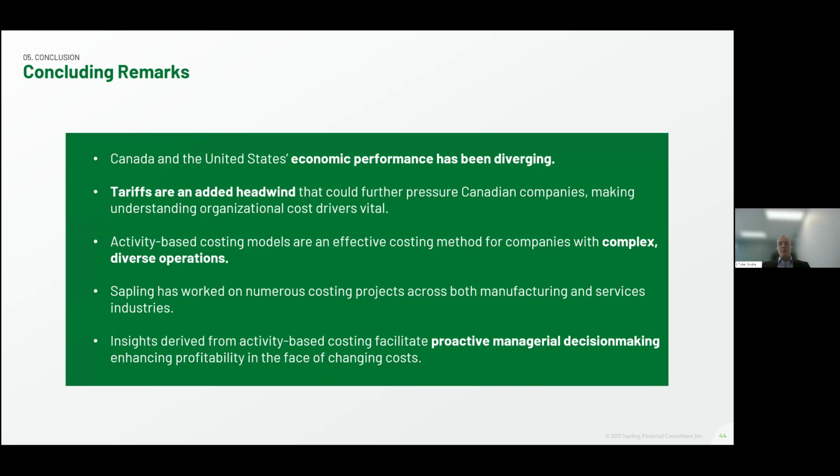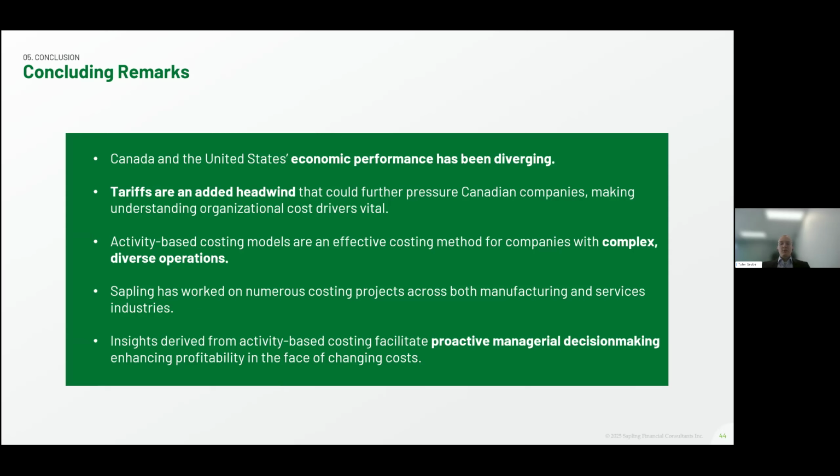So as we wrap up, it's important to recognize that the economic performance of Canada and the US has been diverging, creating unique pressures, especially for Canadian companies. Tariffs are one such added headwind, further intensifying the need for clear visibility into costs. In this environment, understanding your organization's cost drivers isn't just helpful, it's critical. That's where activity-based costing comes in. It's a highly effective tool for companies with complex and varied operations, whether in manufacturing or services.